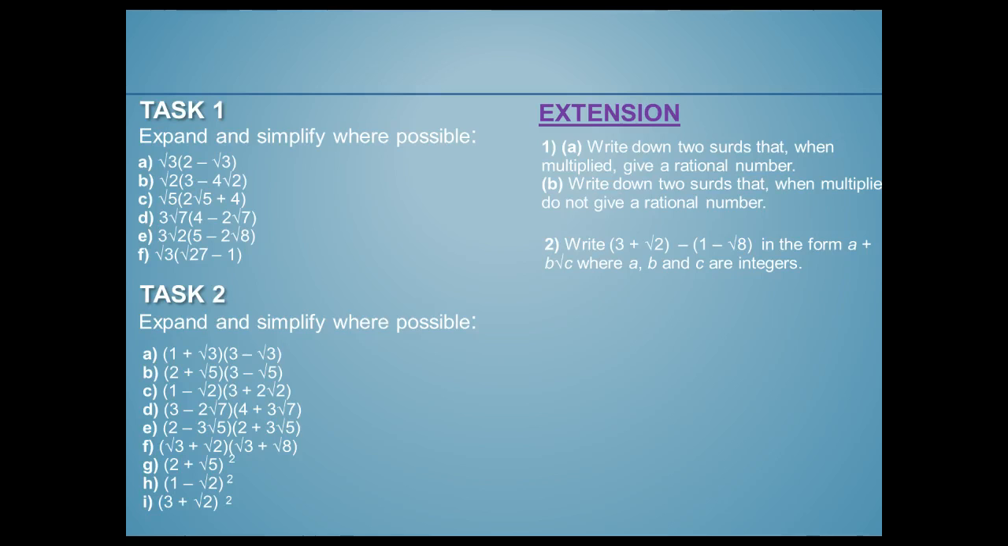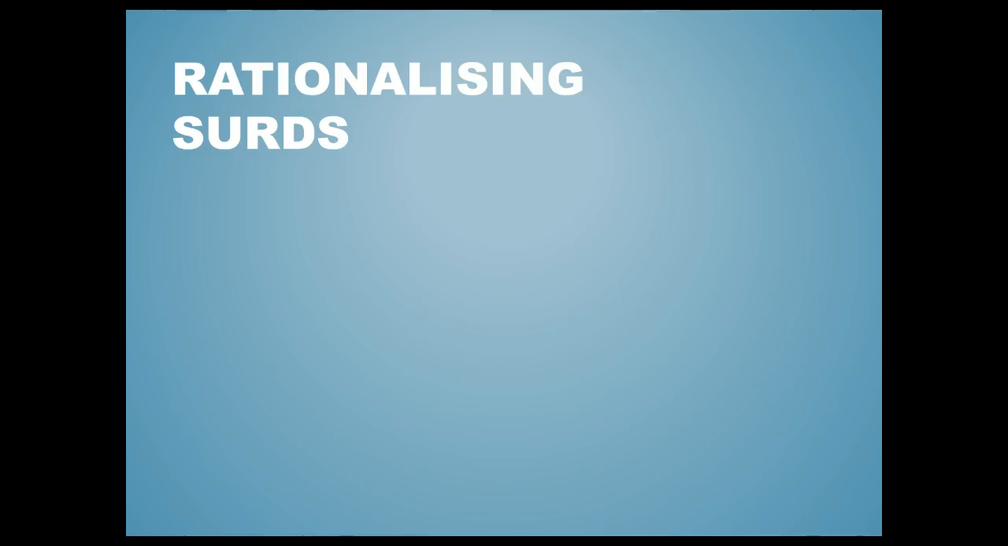Write 3 plus root 2 minus 1 upon 1 minus root 8 in the form a plus b root c, where a, b, and c are integers. Again, those are extension parts. They are really to see if you've truly been able to grasp what we did before and apply it, more importantly. Let's see. Okay. Rationalizing surds.